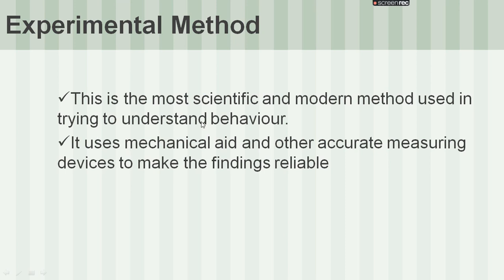The experimental method is the most scientific and modern method used in trying to understand the behavior. It is because we use different kinds of instruments during the experiment in order for you to measure or assess the behavior of the subjects included in the experiment.